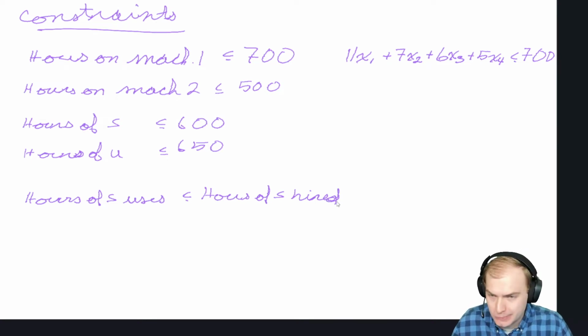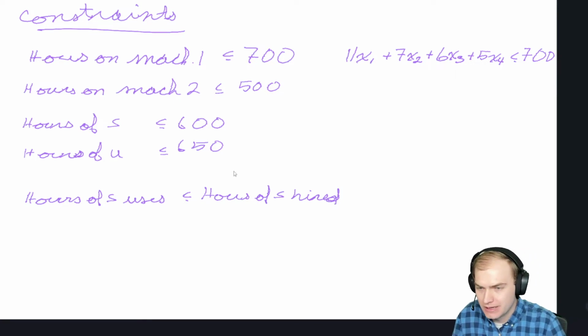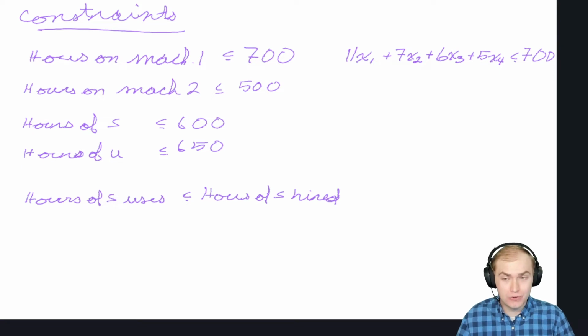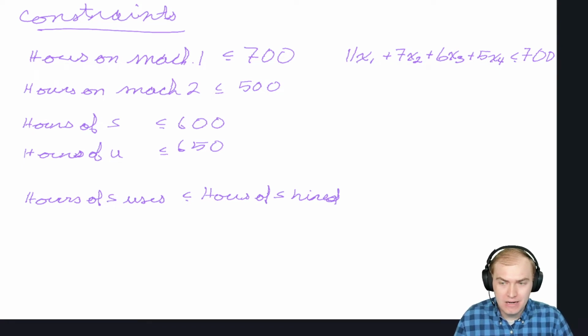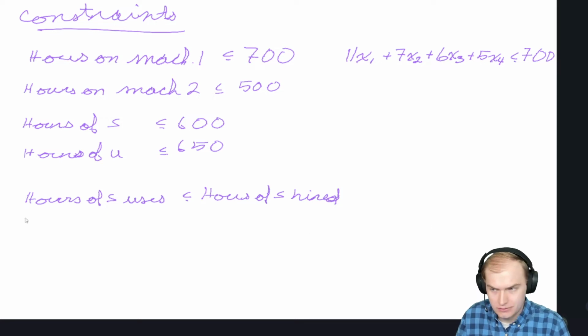This is the tricky constraint here. Everything else sort of makes sense. I mean, it's obvious when you think about it. I need to hire as many hours of labor as I'm going to use, but it may not be obvious that that has a mathematical implication. And same for U, for the unskilled labor.